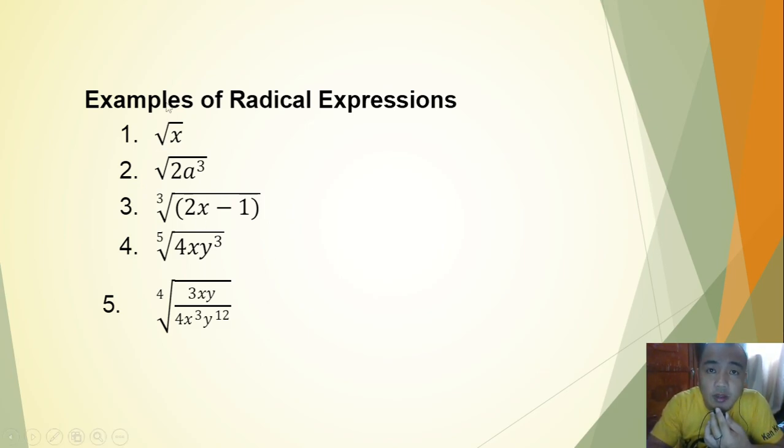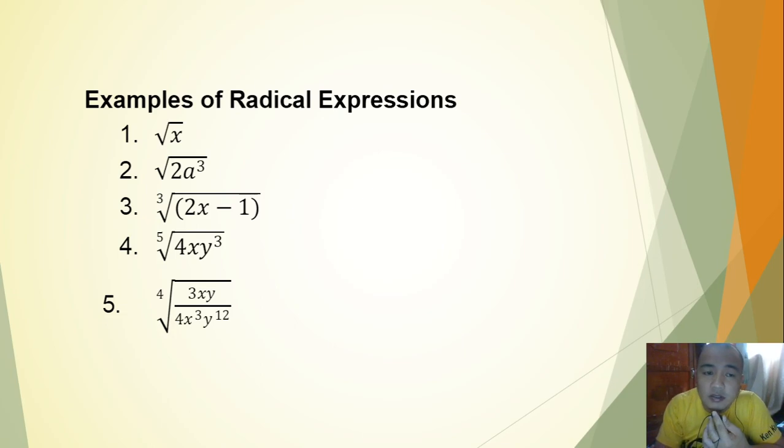Okay, we have here some examples of radical expressions. Number 1, square root of x. This is read as square root of x. Number 2, square root of 2a cubed. Number 3, the cube root of the quantity 2x minus 1. Number 4 is read as the fifth root of 4xy cubed. And number 5, the fourth root of the quotient 3xy over 4x cubed y to the 12th power.